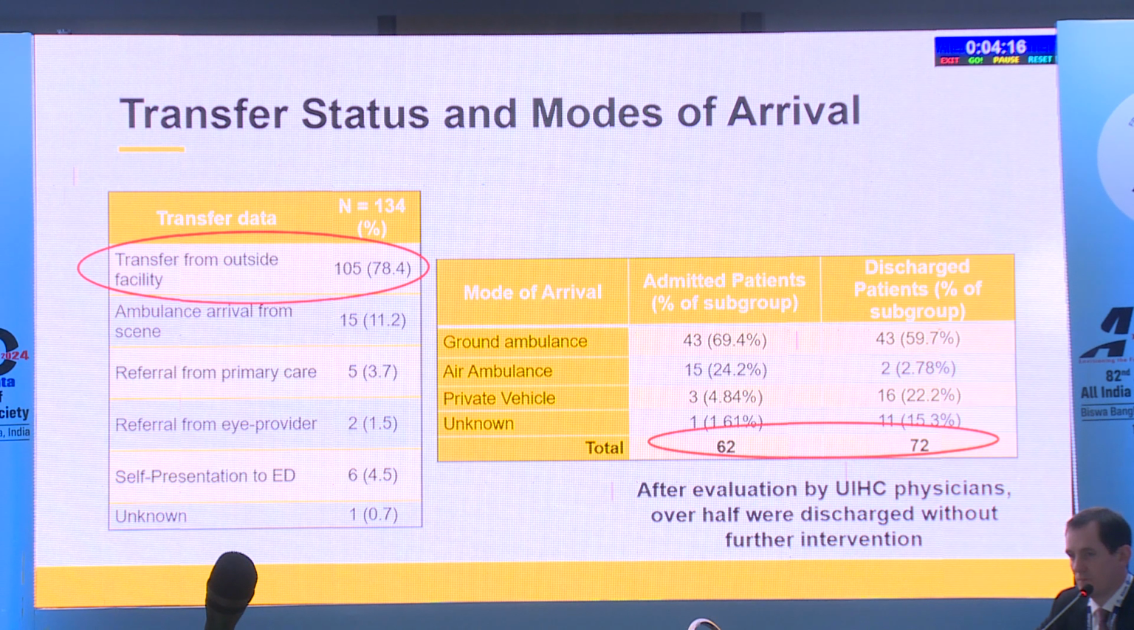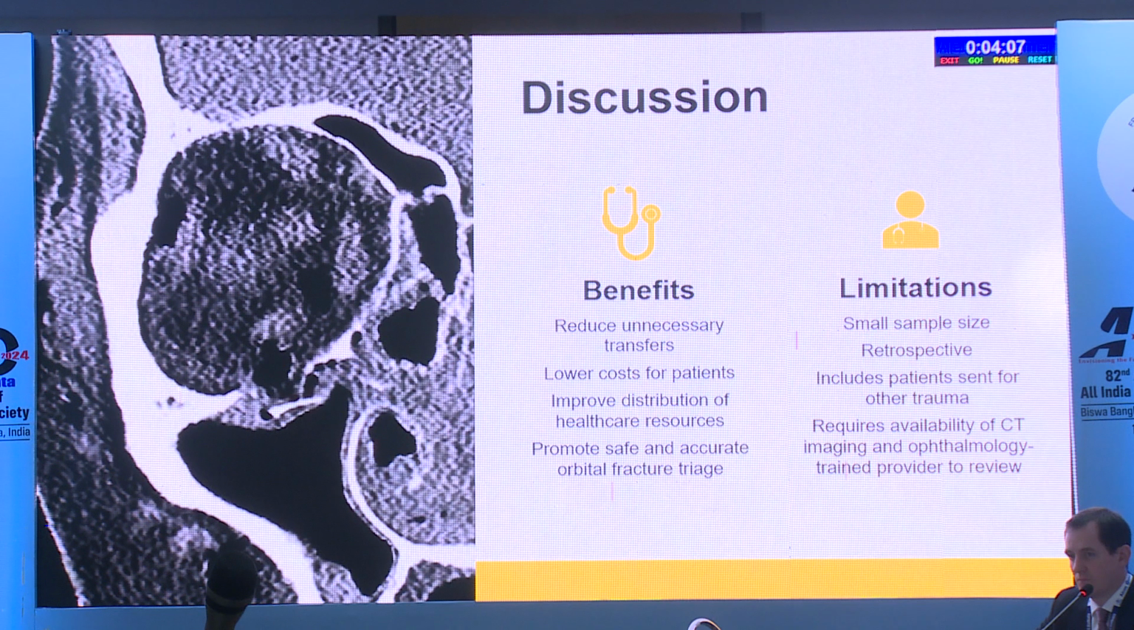So we felt like we could do a better job of figuring out who needs to come for further evaluation emergently. And we think that the HOPE CT protocol is something that we can use that will help reduce unnecessary transfers, hopefully lower costs for our patients, improve the distribution of the resources that we do have, and of course promote safe, accurate orbital fracture triage, because certainly we don't want to miss any kind of emergent condition that needs repair.